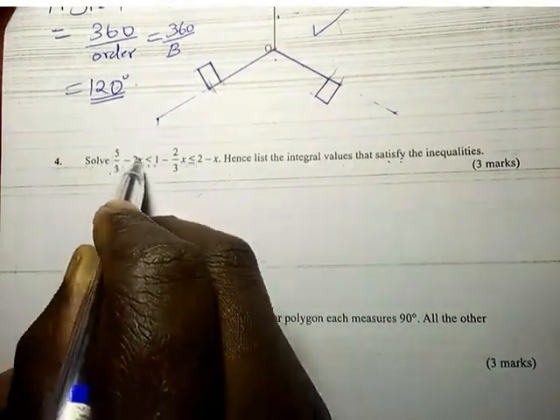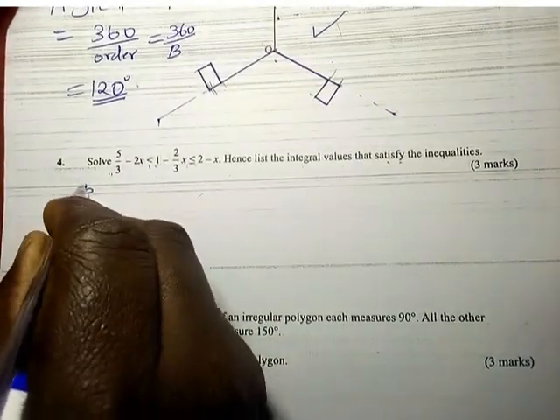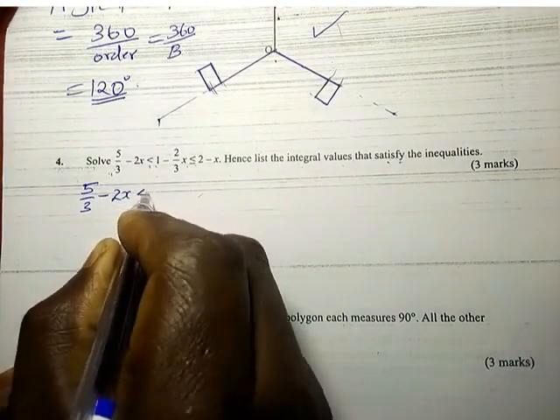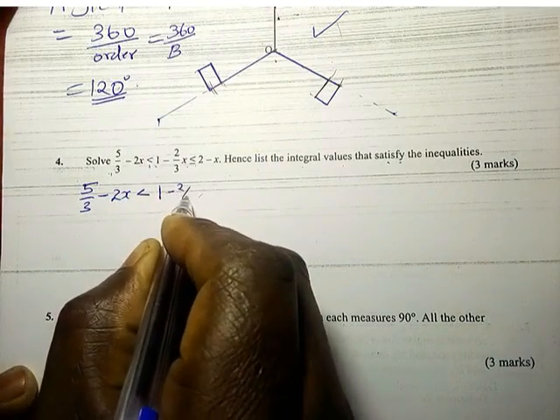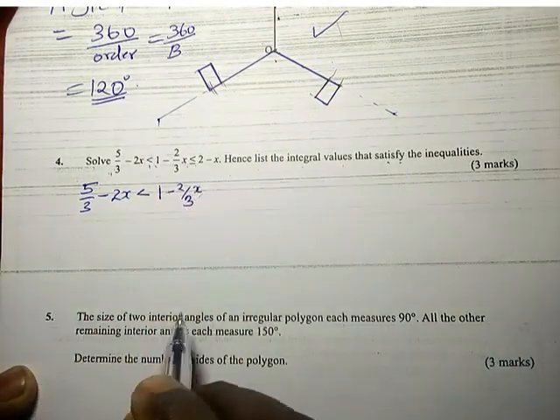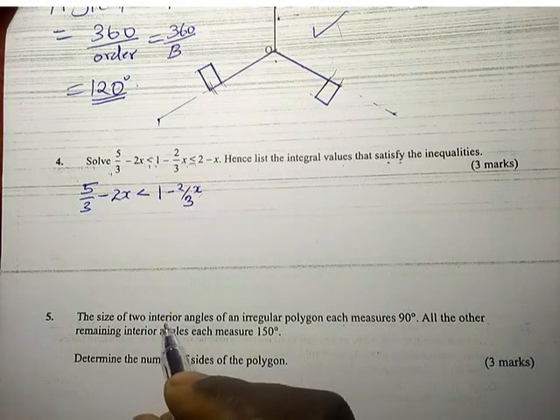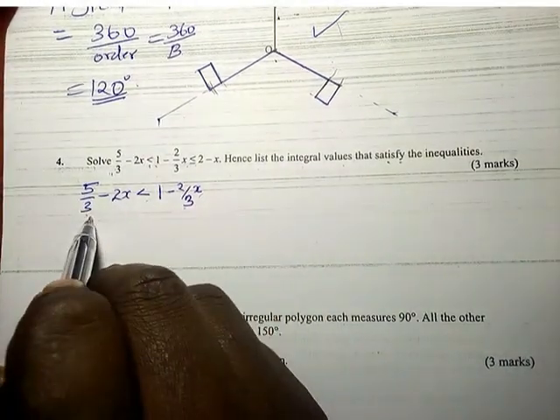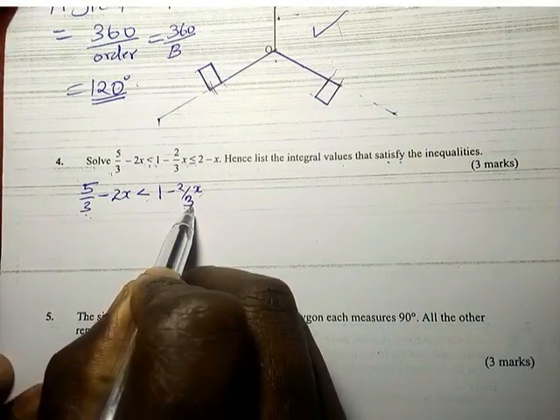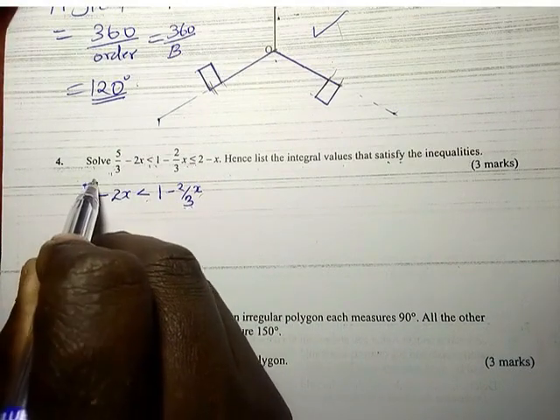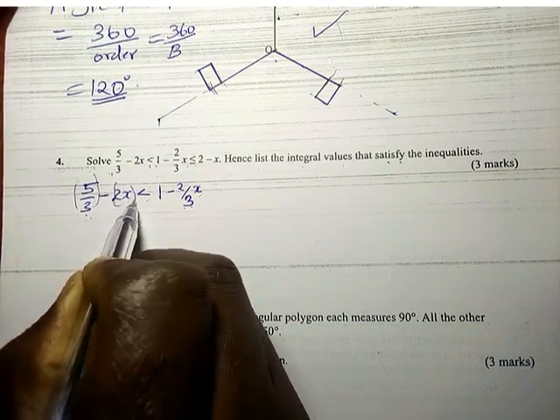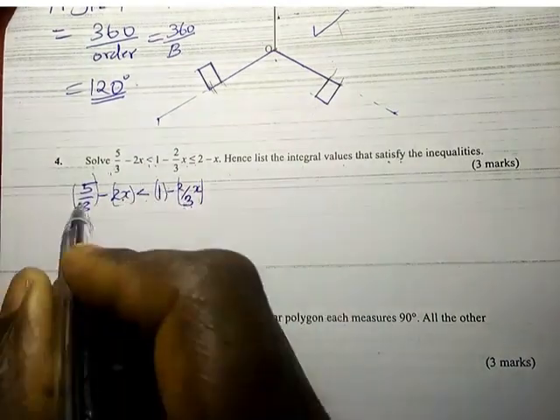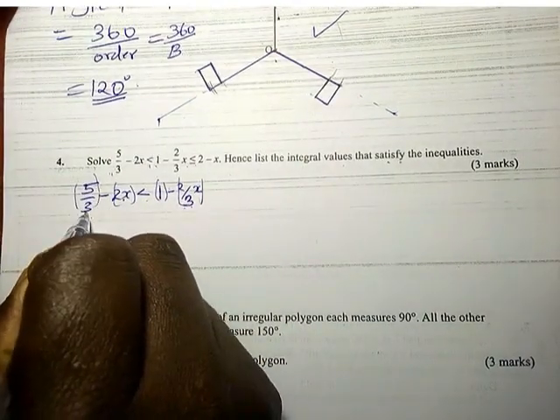So tunaenda ku solve the first part, that is 5 over 3 minus 2x is less 1 minus 2 over 5 over 3x. That is the first part we do. Kwanza naweza taka tutoa hii fraction. Unatoa fraction aje? LCM ni 3. So you multiply 3 by every term. This is the first term, another term, this is another term, and this is another term. So we have 1, 2, 3, 4 terms. So multiply by the LCM is 3 by every term.